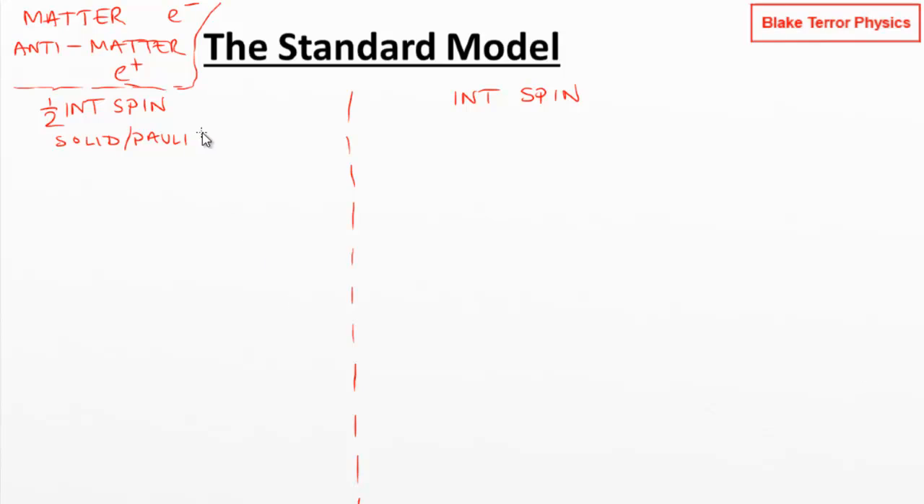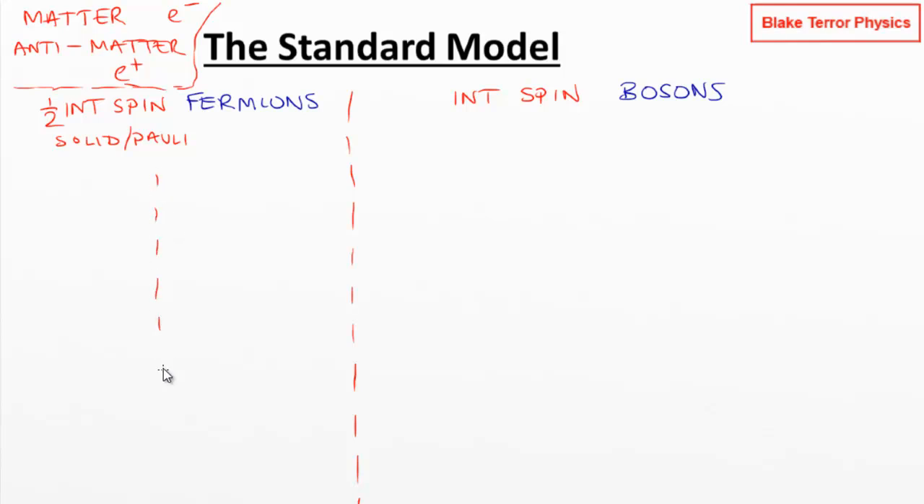Now, these have got names. On the left hand side, we've got fermions. On the right hand side, we've got bosons. Again, I'll talk about where these names come from in another video when we're getting into this in more detail. I just want to get all of this out here now. So we've got fermions on the left, we've got bosons on the right. So let's have a closer look at fermions.